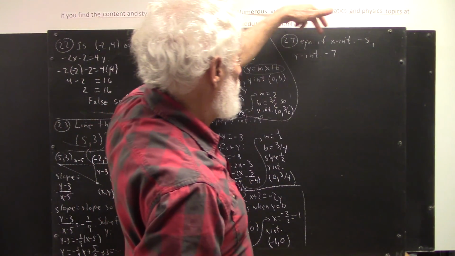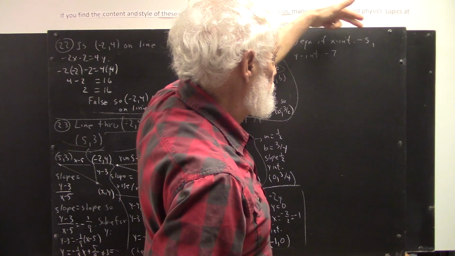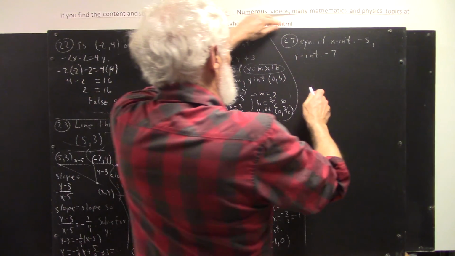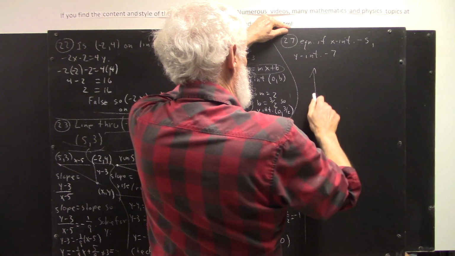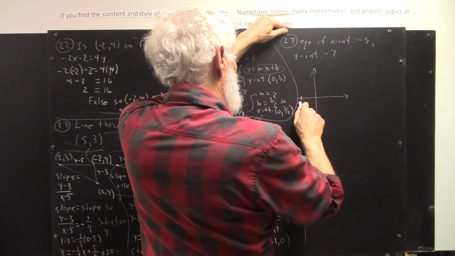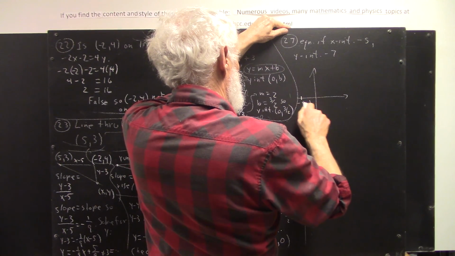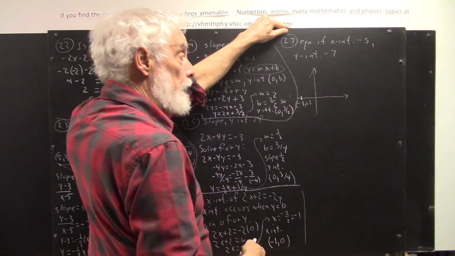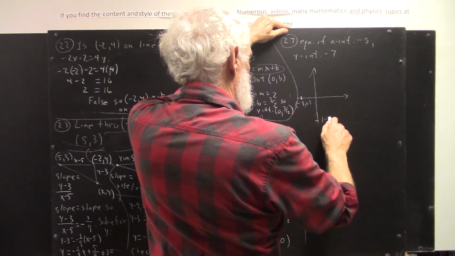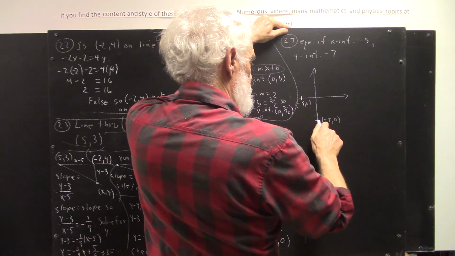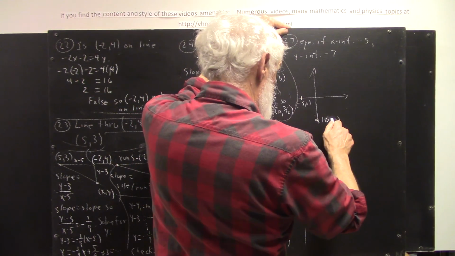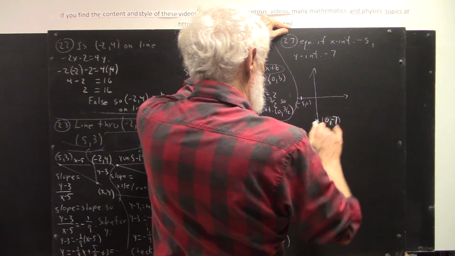Okay, we want to find the equation of a line if the x-intercept is -5 and the y-intercept is -7. Well, a picture never hurts. So here we've got a line, and we'll say the x-intercept is at -5, and of course that would put the point at (-5, 0), and the y-intercept is -7, meaning we have the point (0, -7), not (-7, 0).